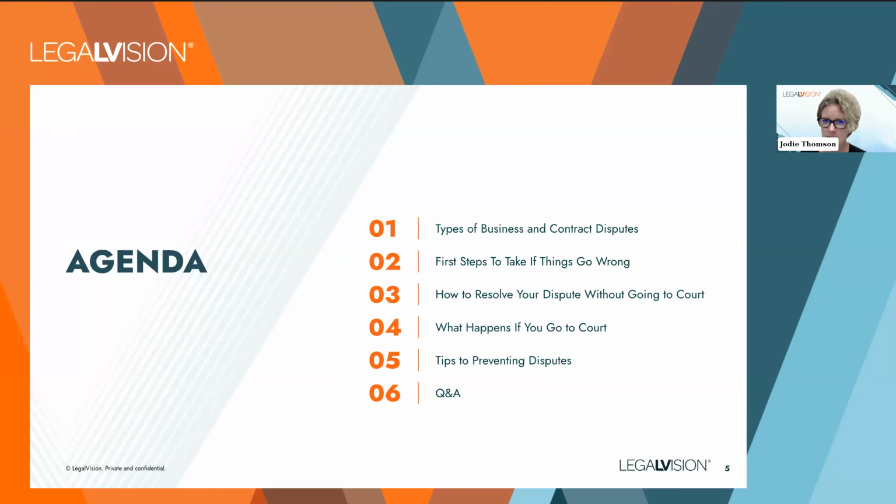So today we're going to be talking about business disputes, and what we're going to cover is the type of business and contract disputes, which I'll explain when I get started, and how they start. We'll talk about the first steps that you need to do if things go wrong, if it looks like there is a dispute starting or likely to start. How to resolve your dispute without going to court. What happens if you do go to court, and finally some tips on preventing disputes in the first place. And then, as I said, we'll finish with a Q&A section at the end.